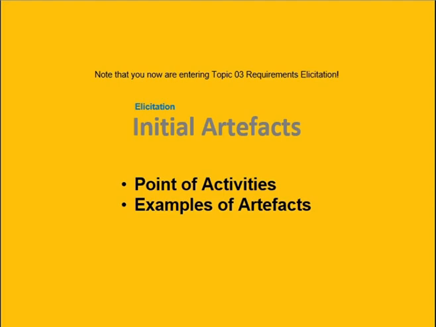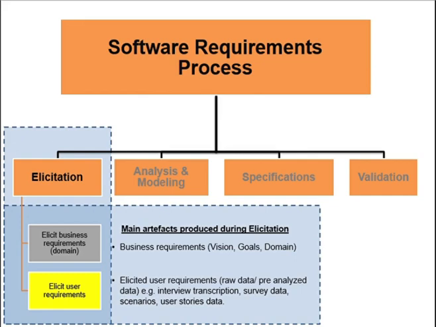Okay. So let's go to the points of activities and examples of artifacts that you have to produce during that activity. The activity is elicitation. Basically it has two levels. The first level, you have to complete that one first, and then you have to do some analysis during that time, just to make sure that you have enough information for the business requirement, and to make sure that you are ready for the second level, which is to elicit user requirements.